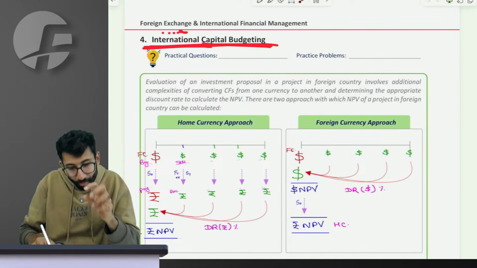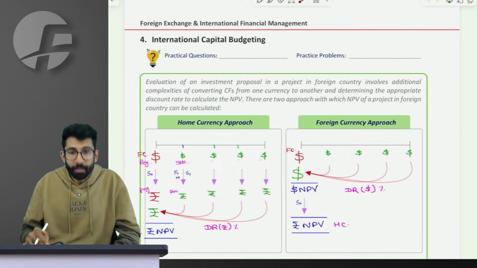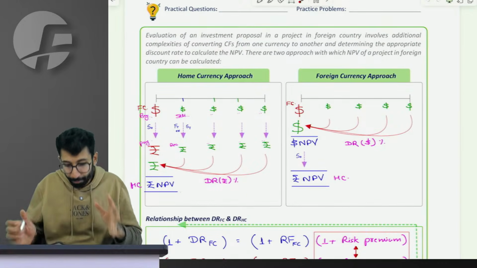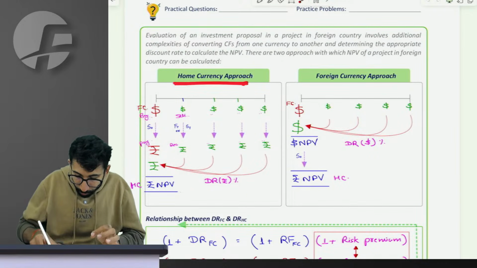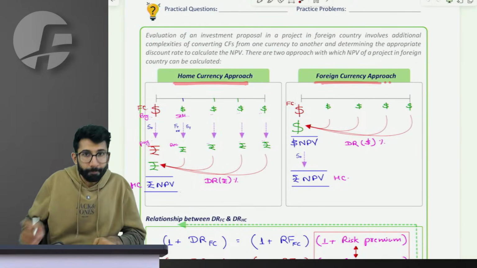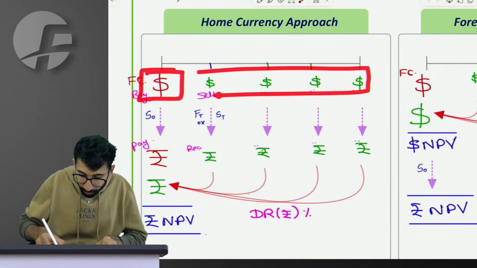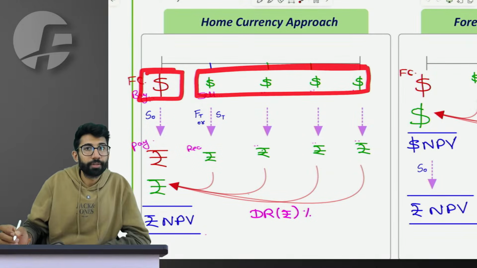In that case, how do you do capital budgeting? How do you calculate NPV is the question. So let's understand it in a simple way. Sir, there are two approaches to solve this or to calculate NPV. I know my initial outflow is in dollars. My annual inflows every year are also in dollars.